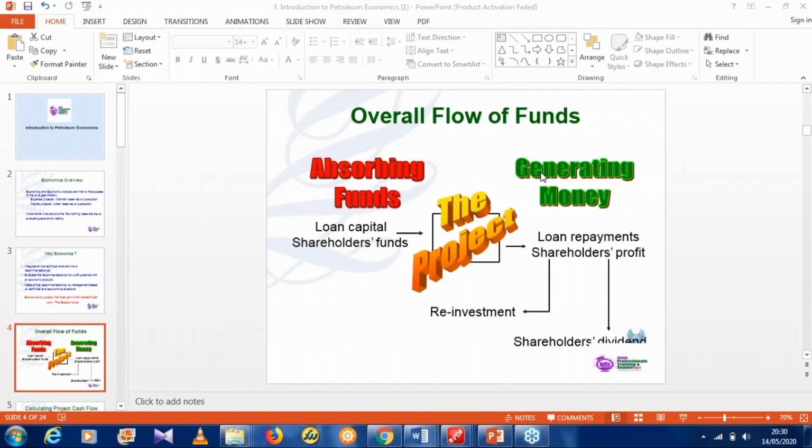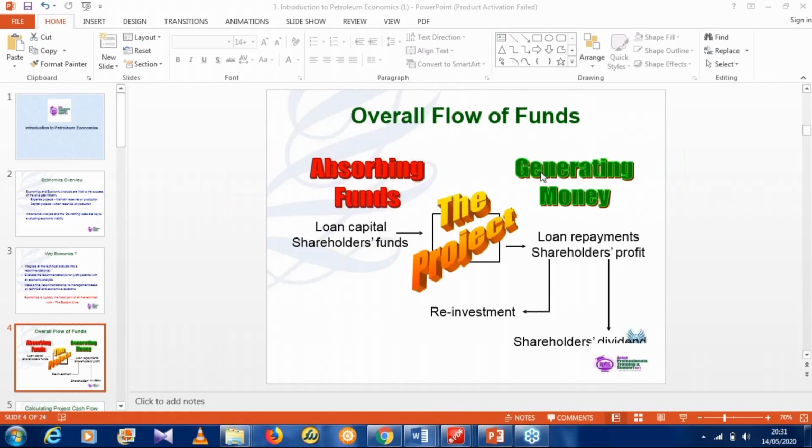Now, the overall flow of funds, we have it in three major areas. We have the absorbing funds, then we have the project, and then we have the aspect for generating money. What do we mean? The absorbing funds, we are looking at loans, new capital. At that point, we have the injection of funds, that's the investment aspect. Everything goes into the project, whether it could be loans for capital or even the stakeholders or shareholders, the owners of the company, putting their resources together and using them to fund the project. So the project is at the center of it.